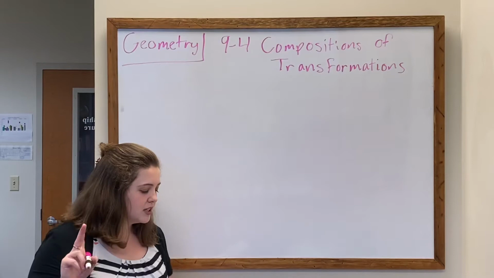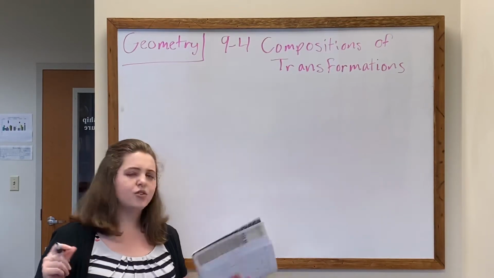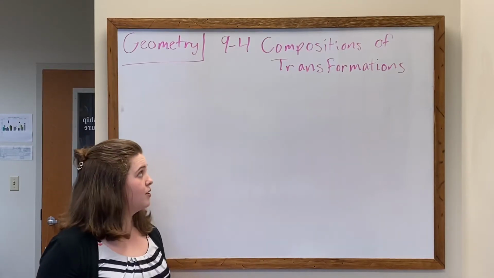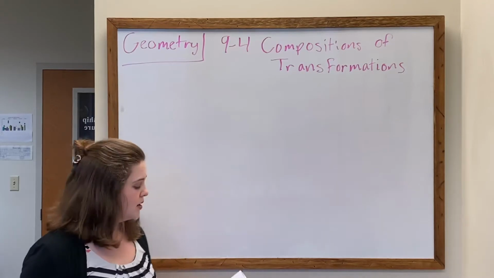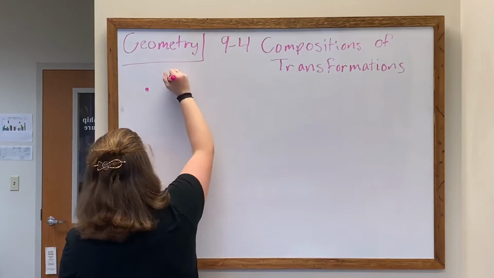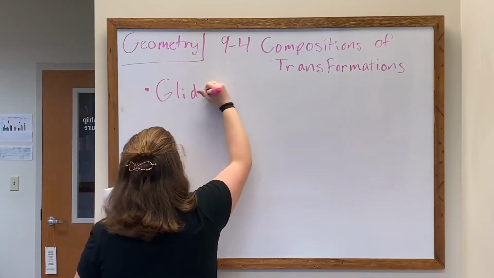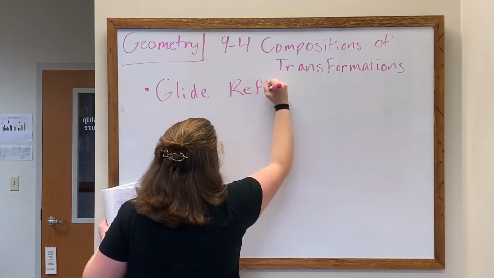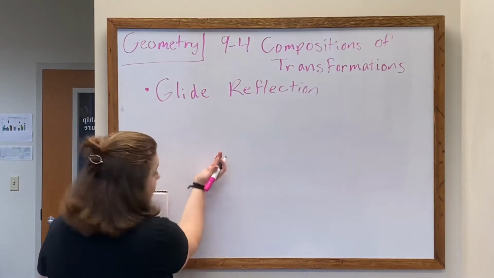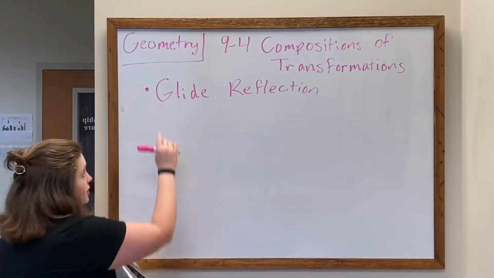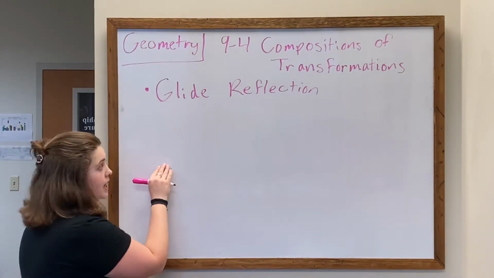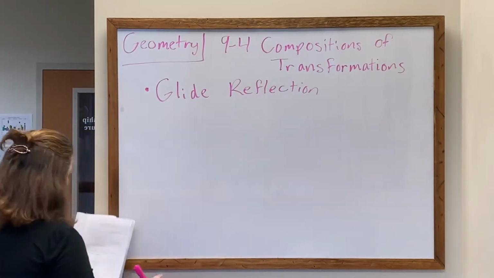There are two types of composition transformations that we're going to be learning about in this chapter. We're going to do one today and one tomorrow. The one today is called a glide reflection. Now you already know what a reflection is, right? It's when we flip something over a line. Glide is referring to a reflection that flips over a line and moves along a translation vector.